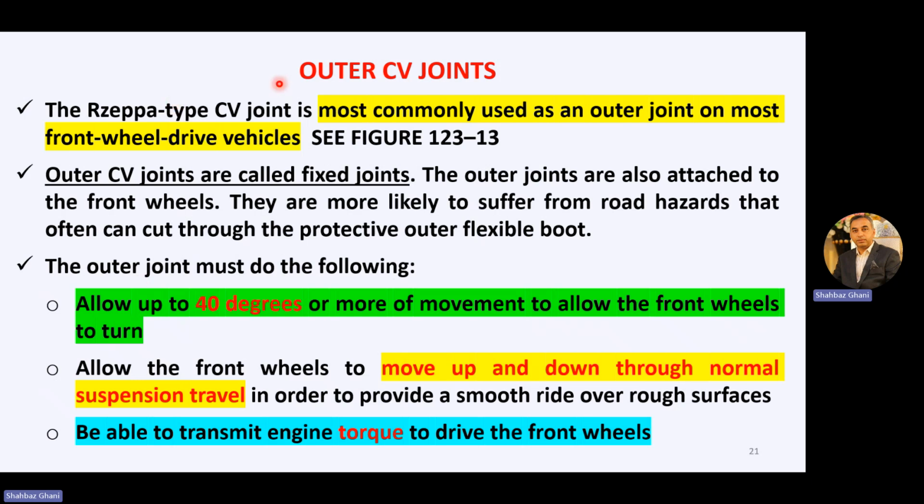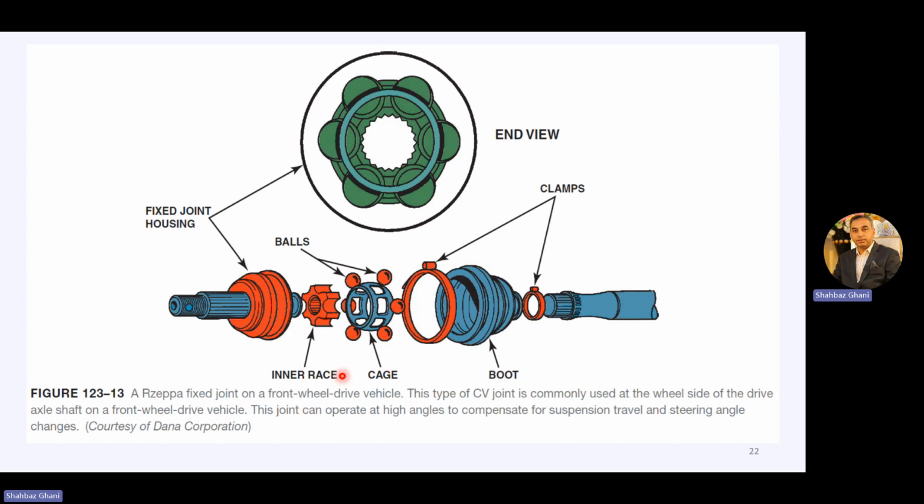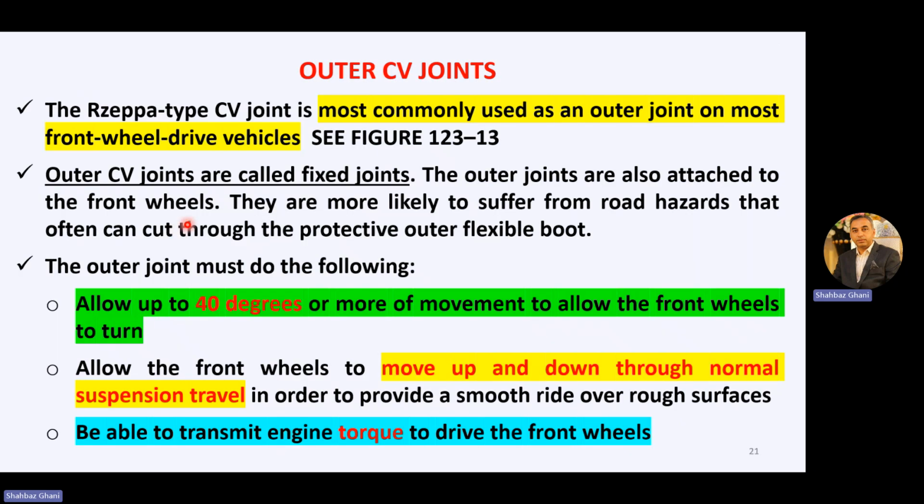The Rzeppa type CV joint is most commonly used as an outer joint on most front wheel drive vehicles, like this. A Rzeppa fixed joint on a front wheel drive vehicle. This type of CV joint is commonly used at the wheel side of the drive axle shaft on front wheel drive vehicles. The joint can operate at high angles to compensate for suspension travel and steering angle changes.